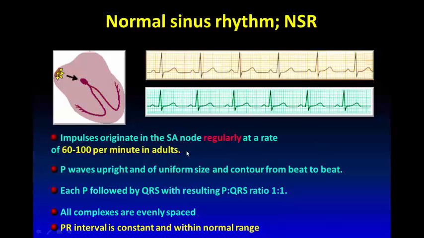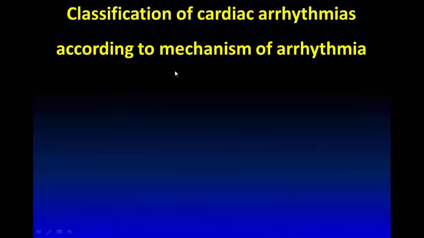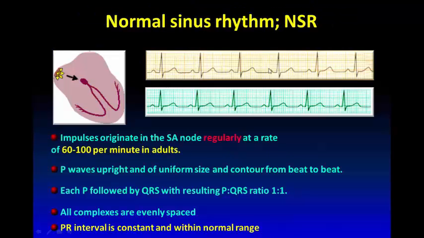The normal sinus rhythm is defined by the ECG as a rhythm which shows P waves which are upright and of uniform size and contour from beat to beat. So this ECG shows a normal sinus rhythm. All the P waves are upright and of uniform size and uniform shape or contour from beat to beat. Similarly, this ECG shows a normal sinus rhythm.